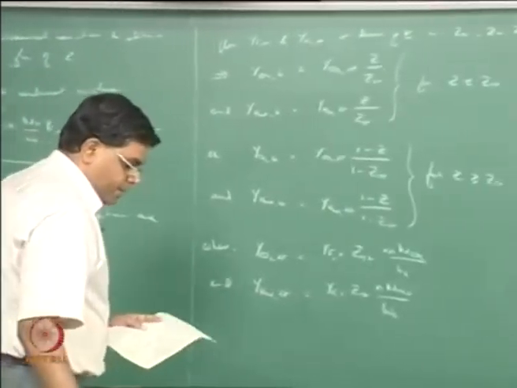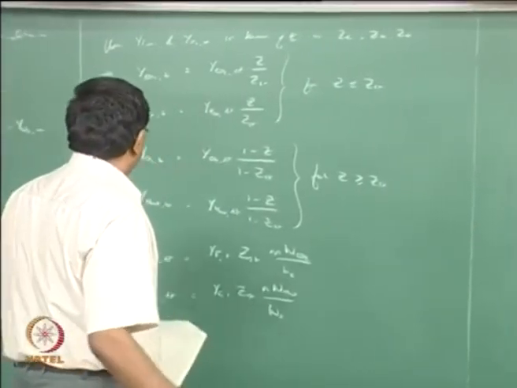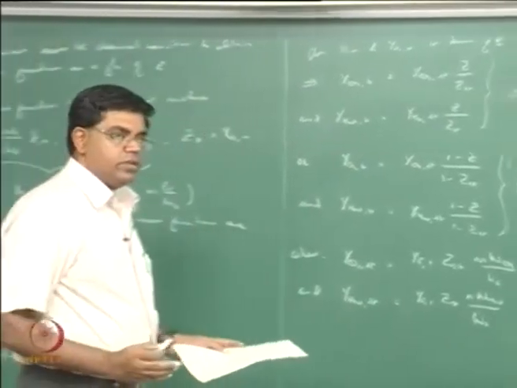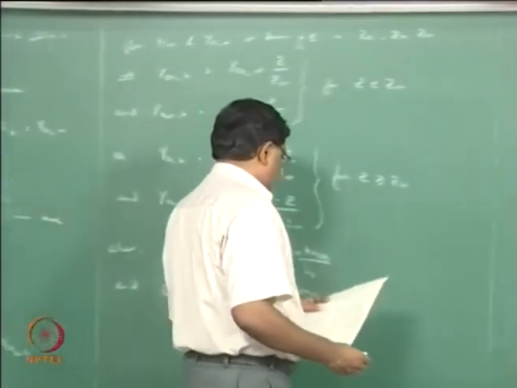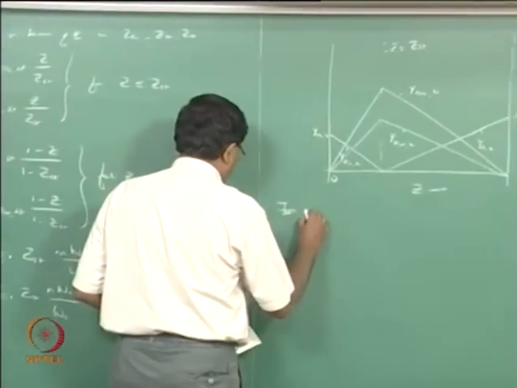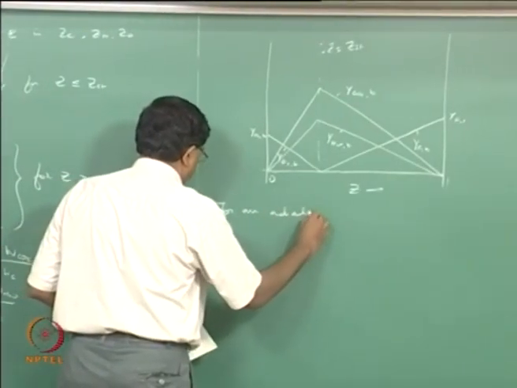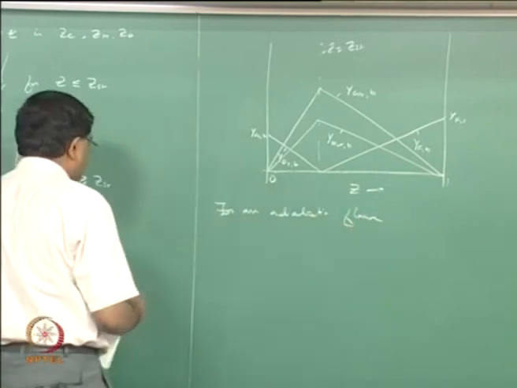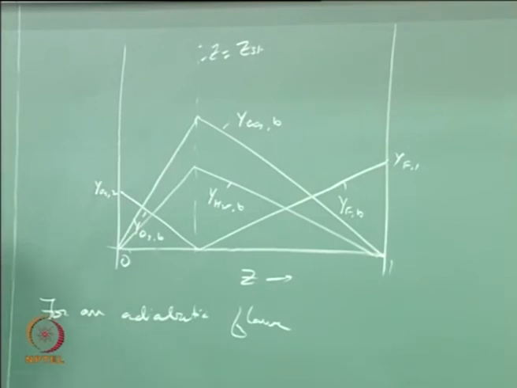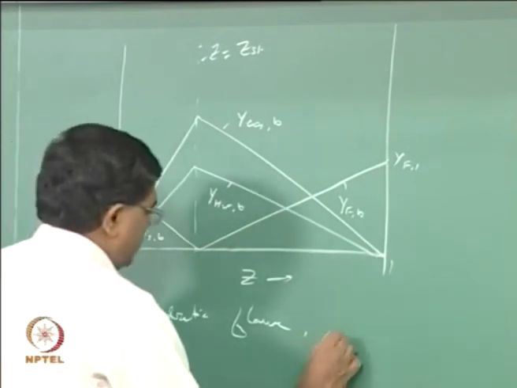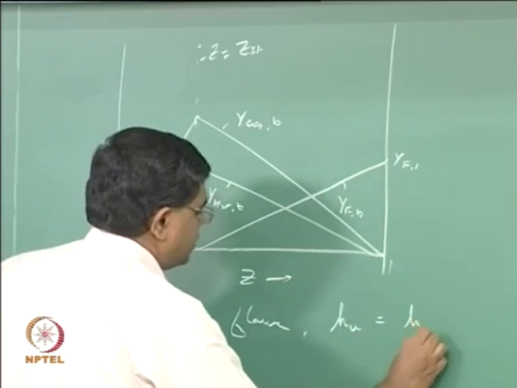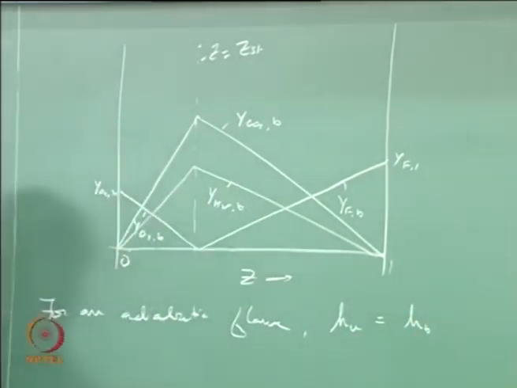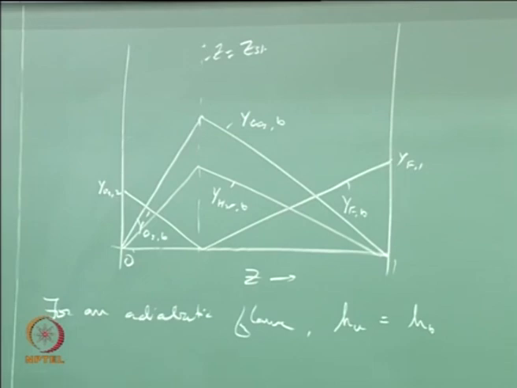So for temperature, all these things are essentially like looking at an equilibrium, you see. So for the temperature, we now say for an adiabatic flame, right, for an adiabatic flame, we have the unburnt enthalpy equal to the burnt enthalpy. And probably a good time to stop. I'll just stop here.